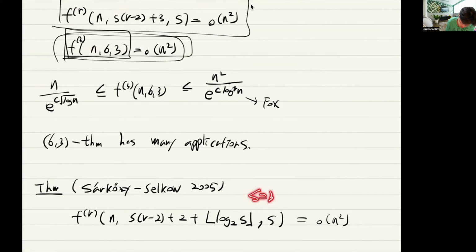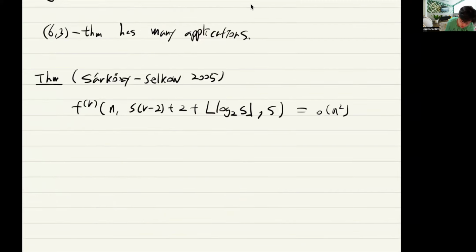So when s equals 3, then this is what? This is 1. So it's the same. So that's exactly this case. But as s equals 4, then this is 2. So this is the same number plus 4, and this is the same number plus 3. So this is a weaker bound than the conjecture. But this can be proved.